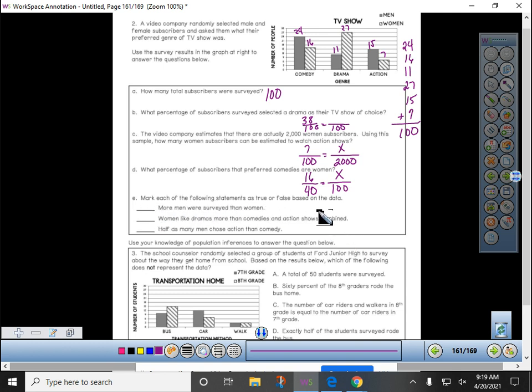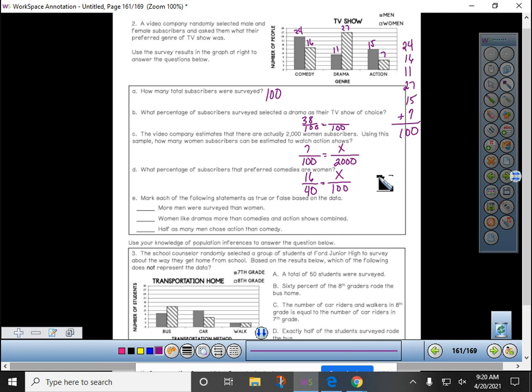E, mark all the following statements as true or false based on the data. More men were surveyed than women. No, false. I don't think so. Women like dramas more than comedies and action shows combined. True. How many women like comedy? 16. How many like action? 7. What's that? 23. And how many like drama? 27. Good.